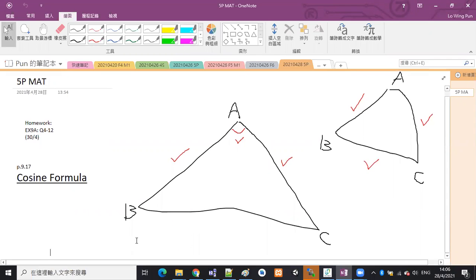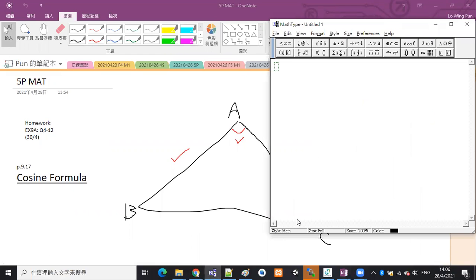The cosine formula has two versions. The first one is for calculating length. It looks like the Pythagoras theorem: c square is equal to a square plus b square. This is Pythagoras theorem, but Pythagoras theorem is for us to use in a right-angled triangle. If the triangle in form 5 is not a right-angled triangle, then we cannot use Pythagoras theorem. We will start with c square equals a square plus b square, but minus 2ab cosine angle C.